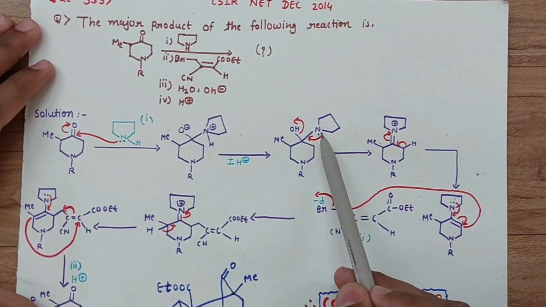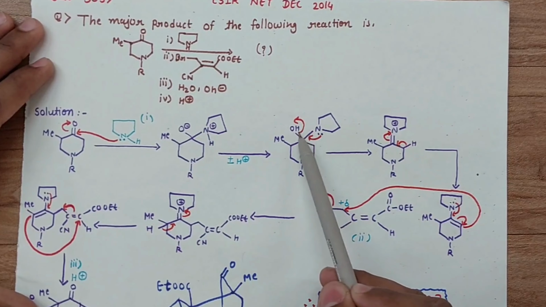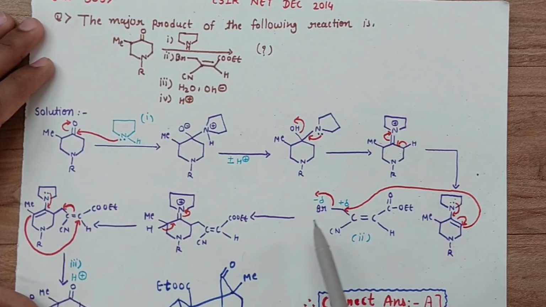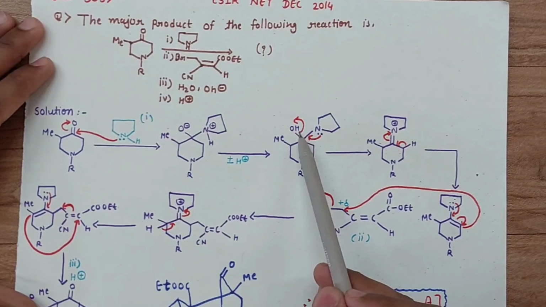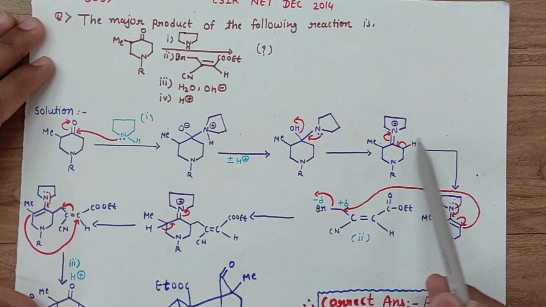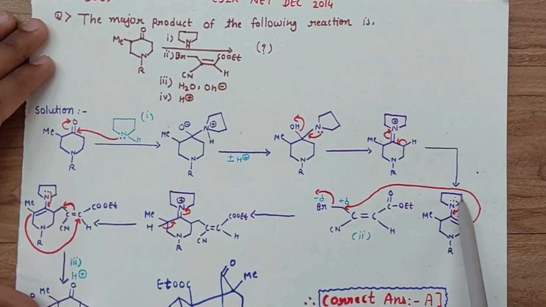Now this lone pair of nitrogen will further react and form the double bond, and this hydroxyl group will leave and we get this iminium salt. Now that migrated H plus will abstract this proton, and the carbon-hydrogen bond electrons will shift toward this side and we get the enamine.